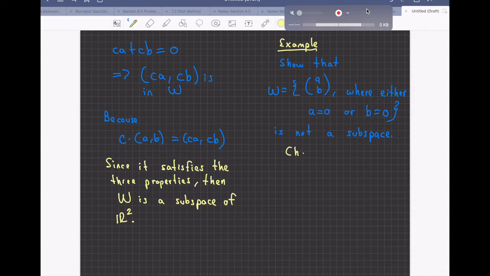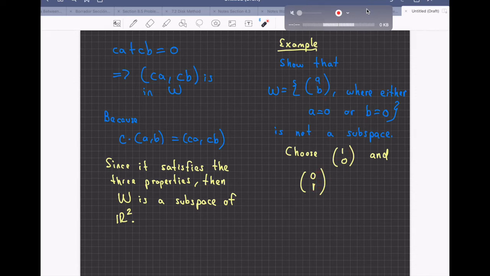So notice, choose the elements (1, 0) and the element (0, 1). Are these two elements in W? Yeah, they are, because this is the set of all the elements (A, B), where either A is 0 or B is 0. One of the two is 0. So all the elements that have this one 0 or this one 0 are part of W. So I choose (1, 0) and (0, 1), and these two elements are part of W.